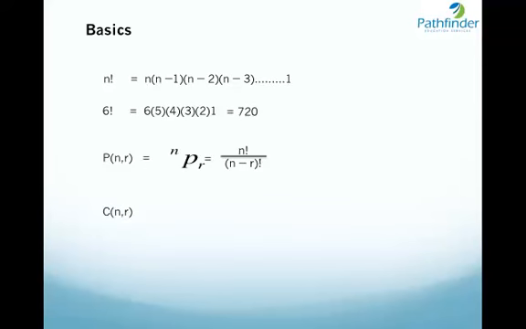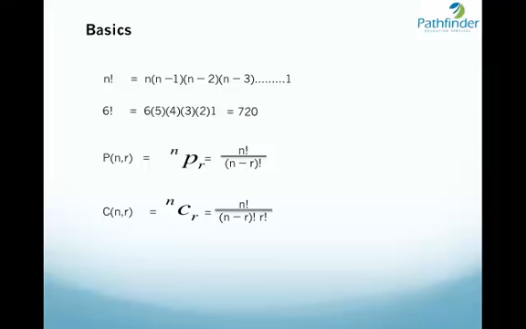nCr, which is the combination of n things taken r at a time, is equal to factorial of n upon factorial of n minus r, upon factorial of r.